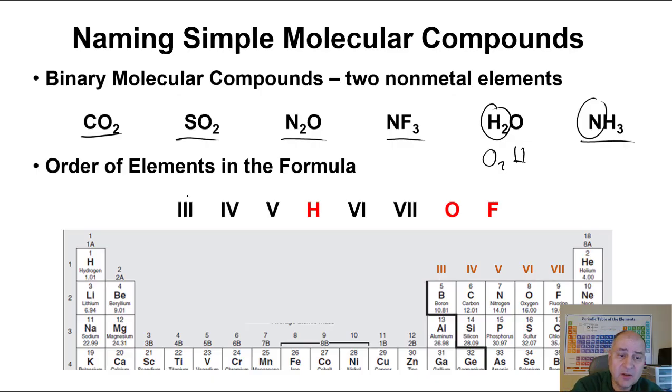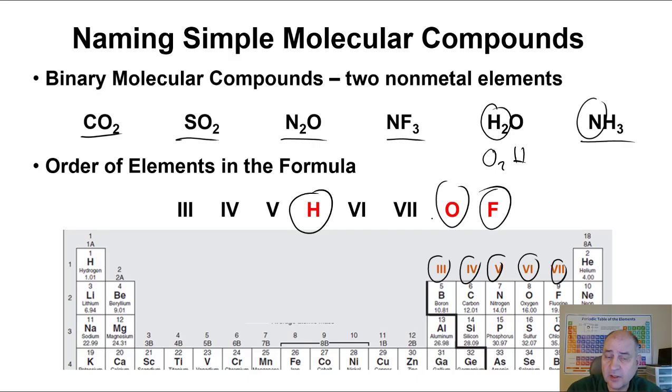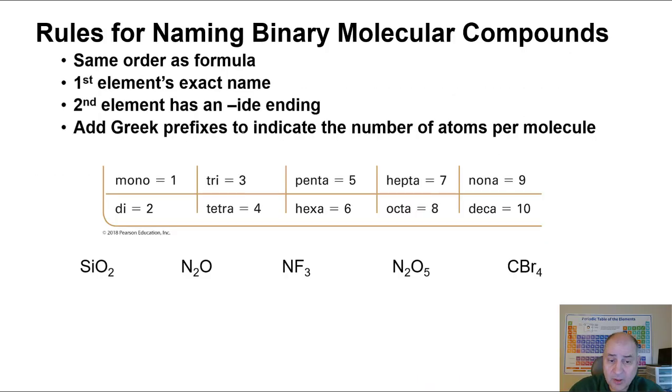It goes by, in this order, group 3, 4, 5, then hydrogen, then 6 and 7, and then last is oxygen and fluorine. You don't ever have to worry about it. You're either going to be given the proper formula or the name is going to indicate which element is named first. I just kind of wanted to show it to you.